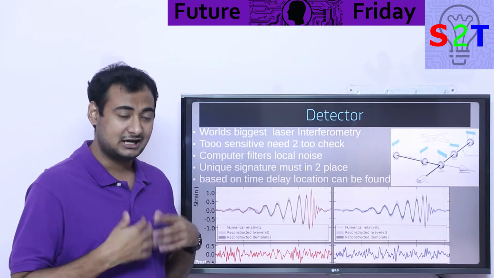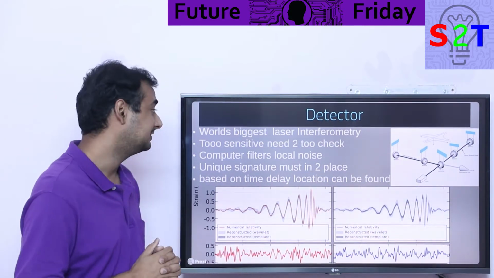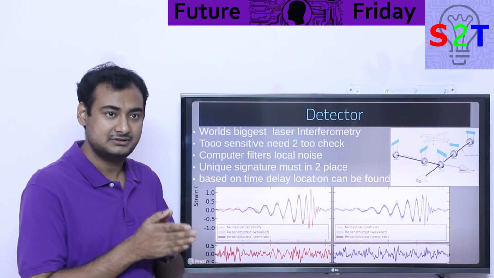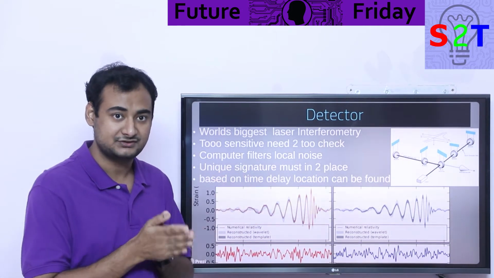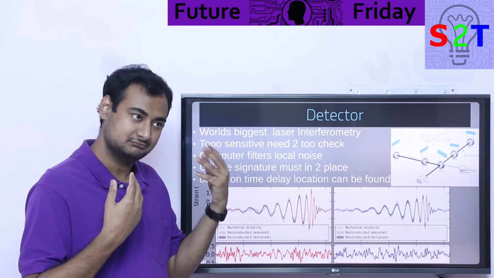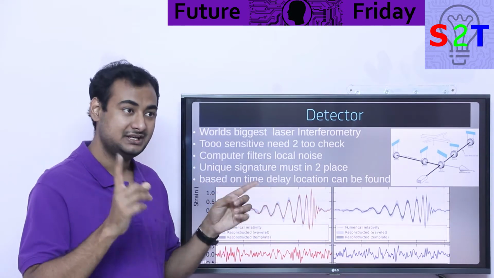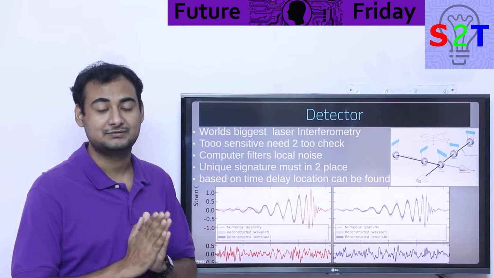Now, what about detectors? How the heck are we detecting something this minute? Well, we take a laser interferometer. Basically, lasers, you have to understand, are made out of photons. Photons are weird because they have particle and wave-like properties, and wave-like properties allow us to do what we call cancellation.